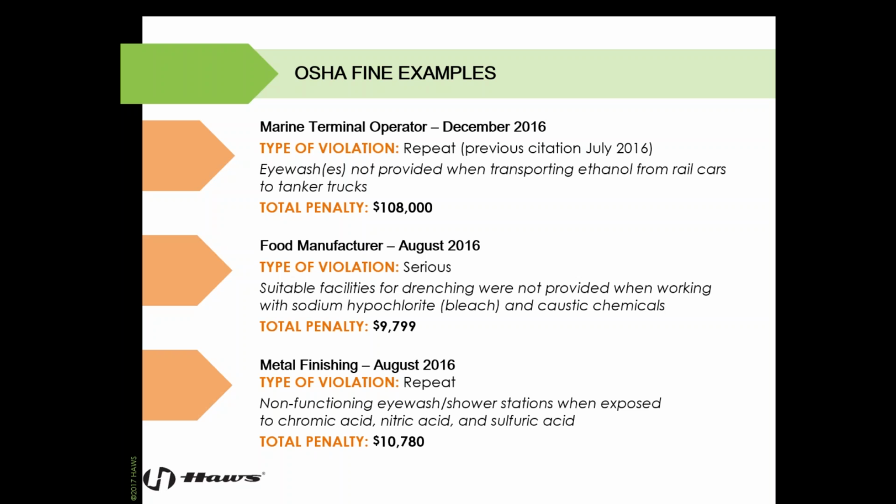A food manufacturer in August, which is right after the increase of the fines went into play, did not provide suitable facilities for drenching when working with bleach and other caustic chemicals. That penalty just for the missing eye wash alone, or the drench equipment, was approximately $10,000. A metal finishing company, again in August after the increase, had a repeat violation.